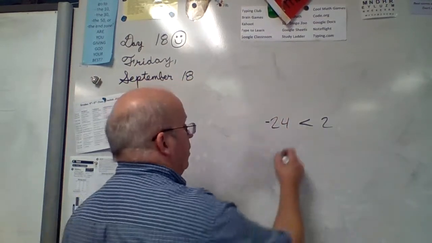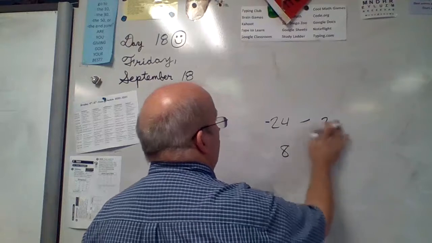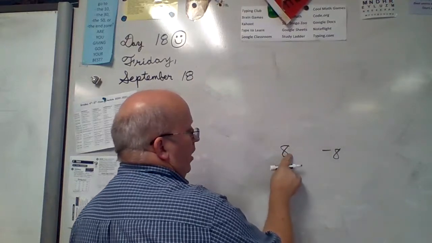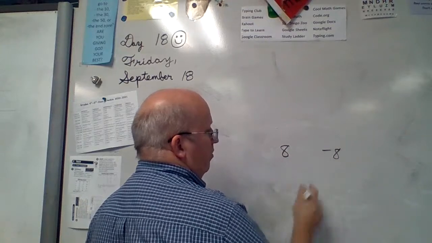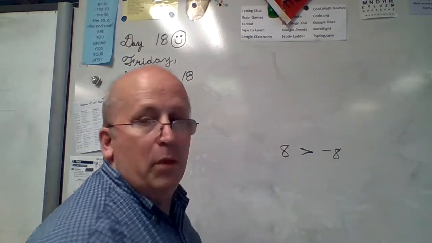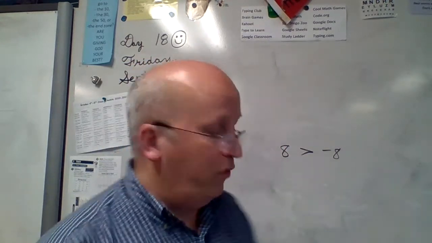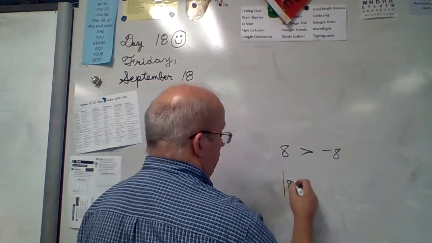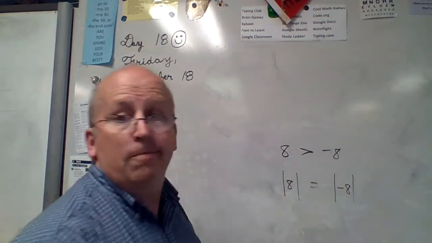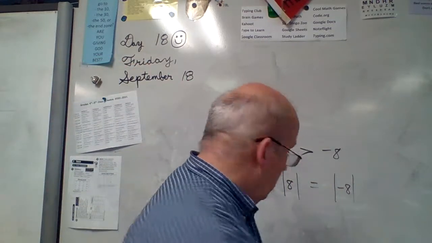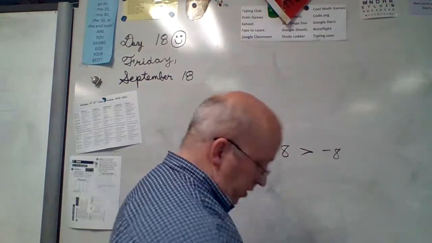So let's look at problem number 8. 8 and negative 8. What sign are we going to use here? Is 8 greater than this, less than this, or equal to this? Well, in this case, it's greater than. Now, it would be different if I had absolute value symbols. Then the answer would be equals, wouldn't it? But we don't have those. So the answer is greater than.